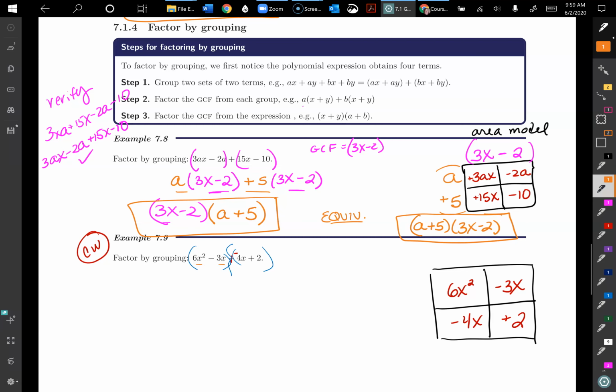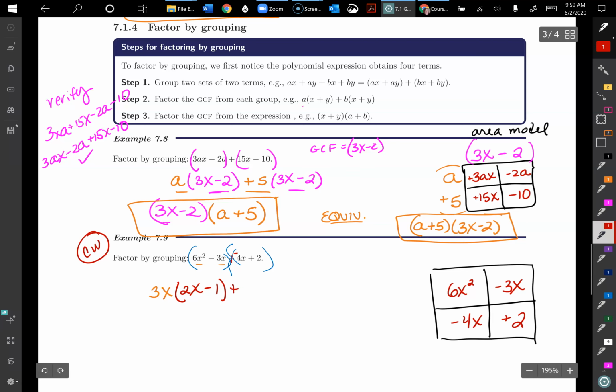So I pull out a 3x, and then I'm left with, whoops, not an x, 2x, because I was thinking 3x times what gives me 6x squared. So 2x minus, and then 3x times 1 would be there. Don't forget about ones. It gets a little confusing sometimes.